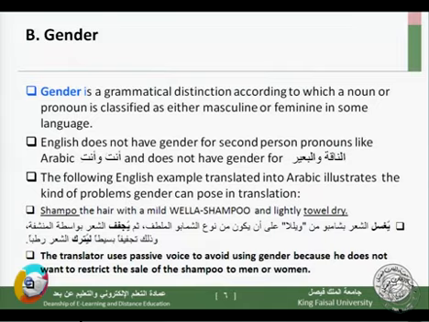It's a very tricky problem. All right? This is just a brief example. Now the translator uses passive voice to avoid using gender because he doesn't want to restrict the sale of the shampoo to men or women. Okay?